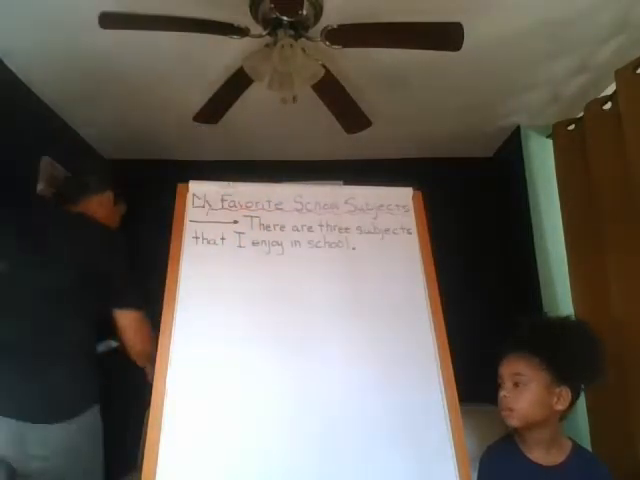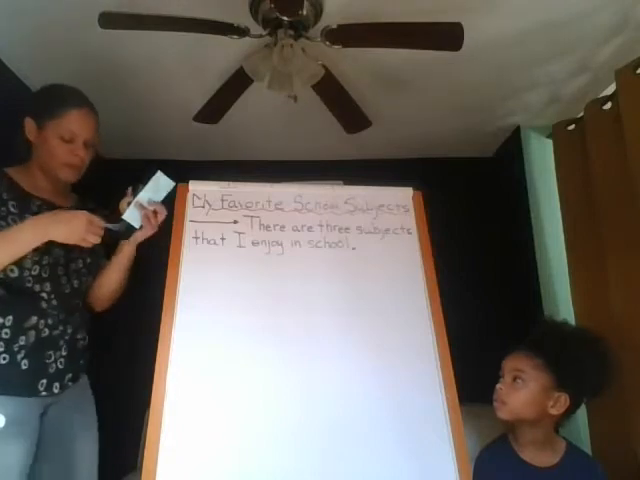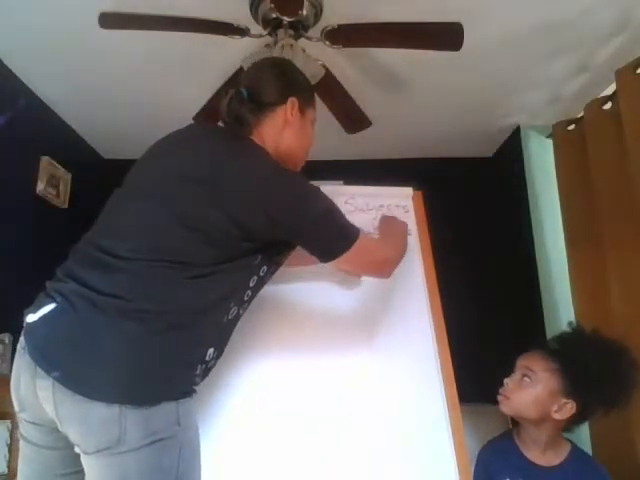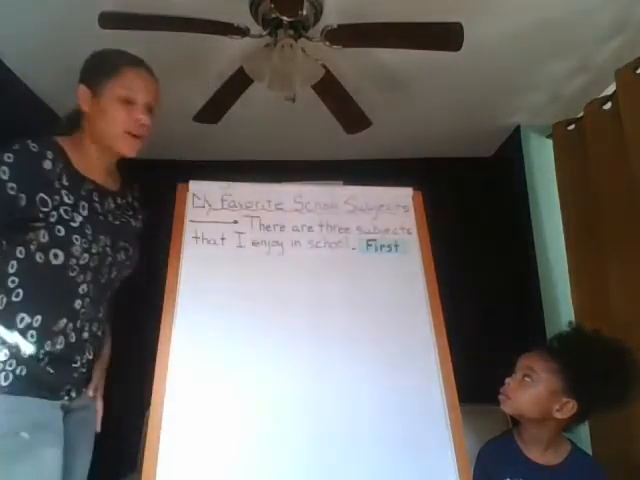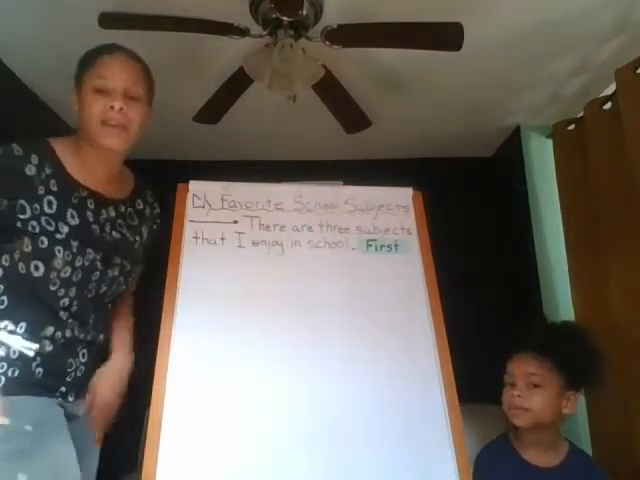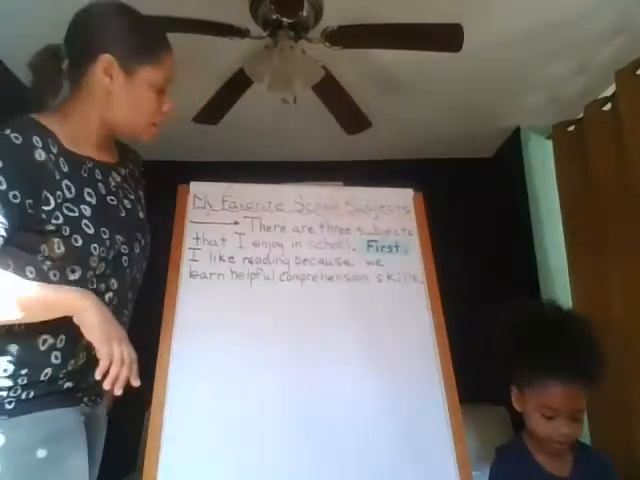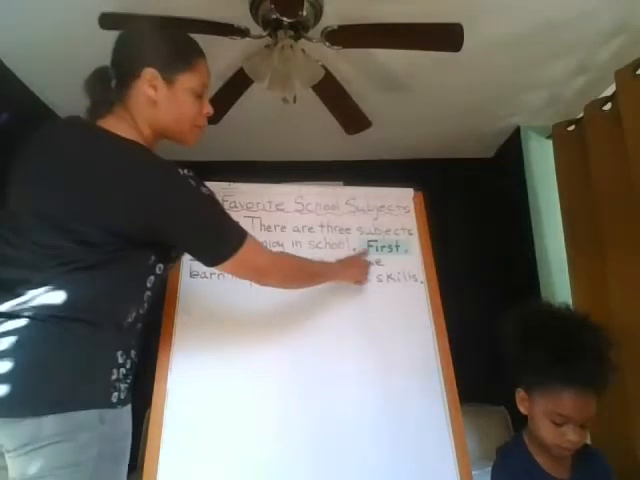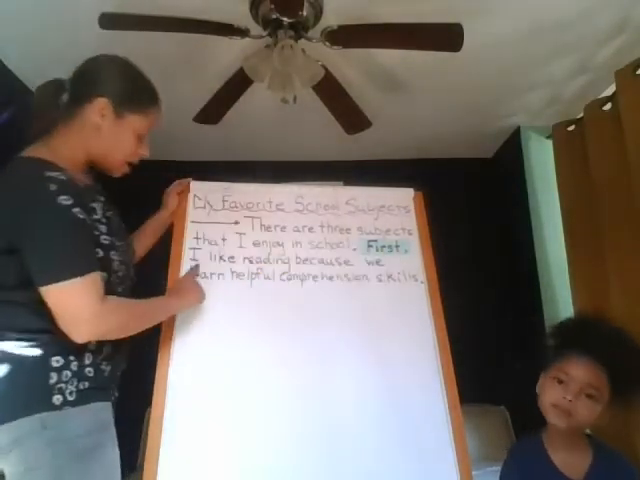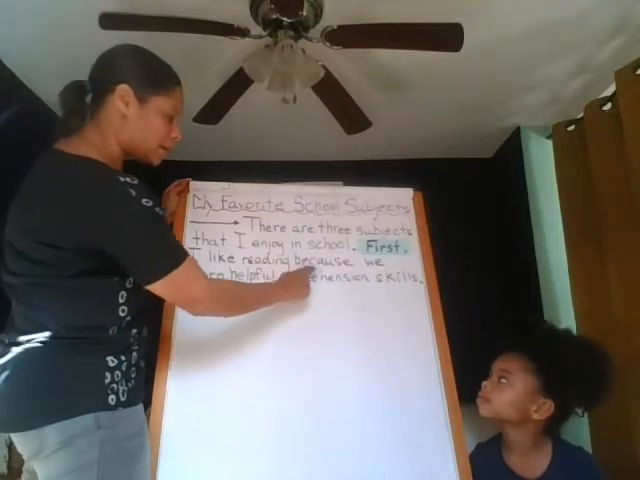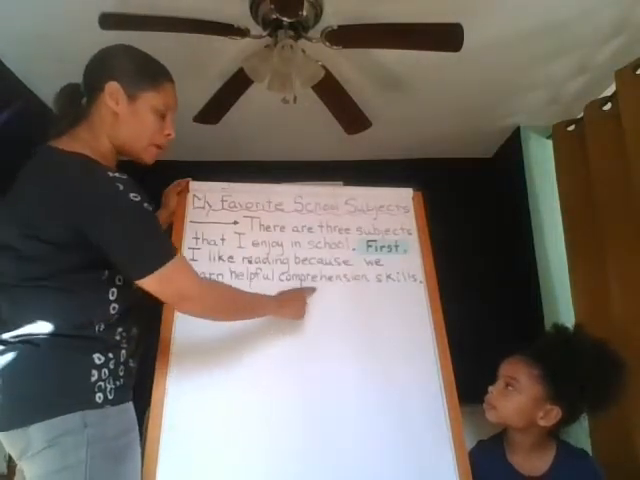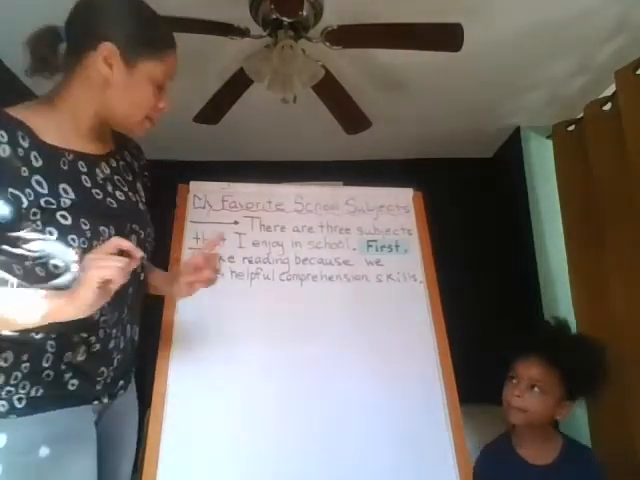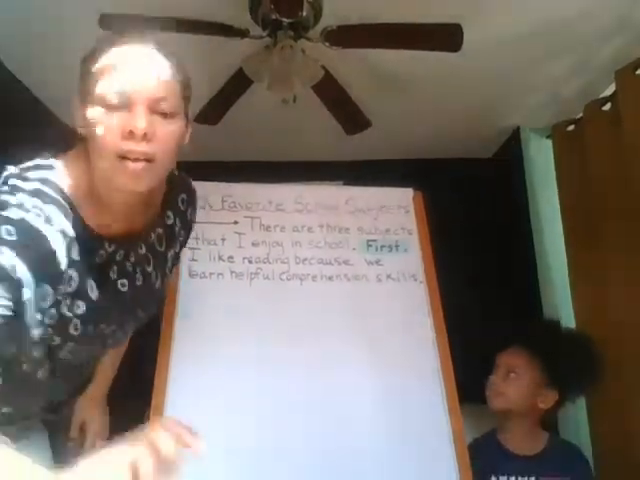So I'm going to grab some tape. I'm going to stick first up here to remind us that we have to start our first detail with a transition word. I'm going to write the first detail for you. Okay, so I want you to write down our first supporting detail. So first, our transition word, comma, I like reading because we learn helpful comprehension skills. Boom, we're done. So press me on pause. Get that detail written. Moving right along.